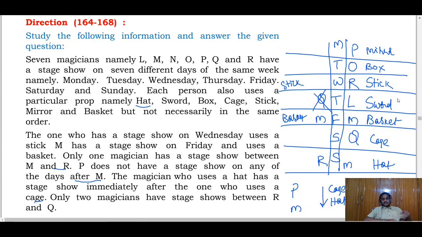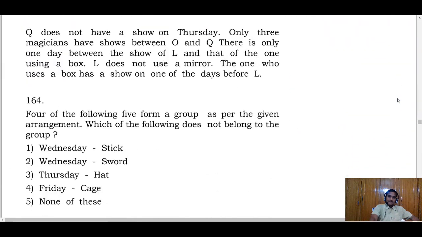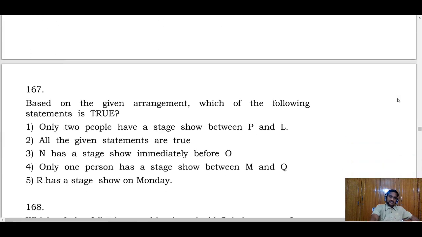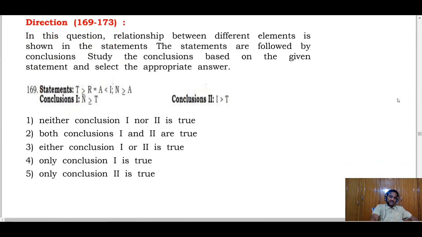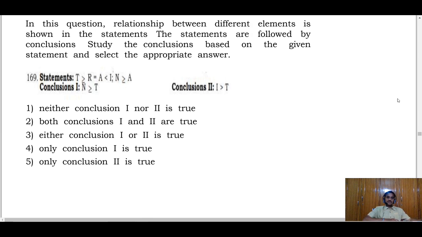Clear? Now this is about question numbers 164 to 168. Then next one, 169 to 173. They are based on coded inequalities. First one, N and T. N is here, T is here. What is the element that is common here?